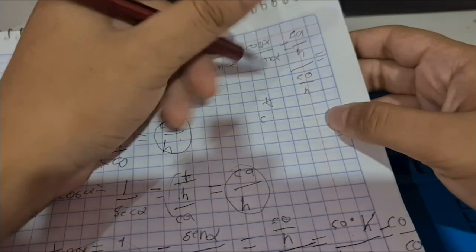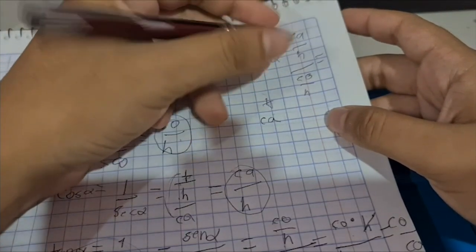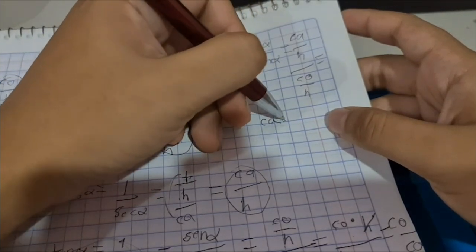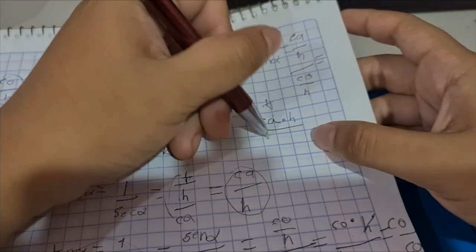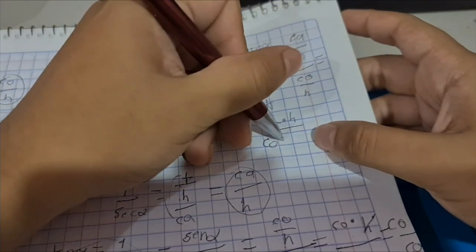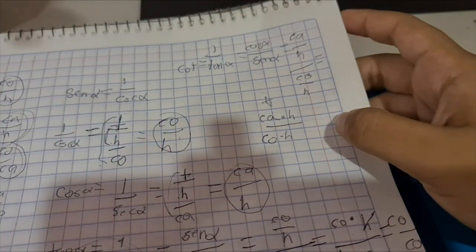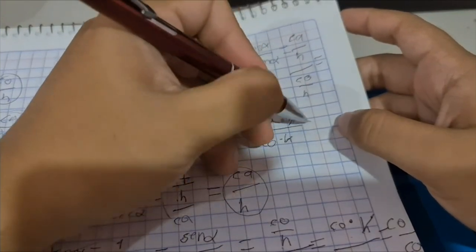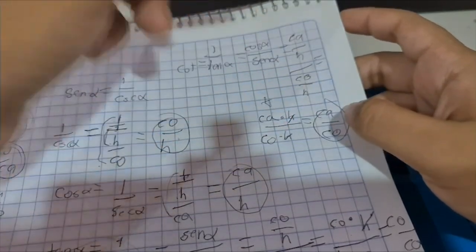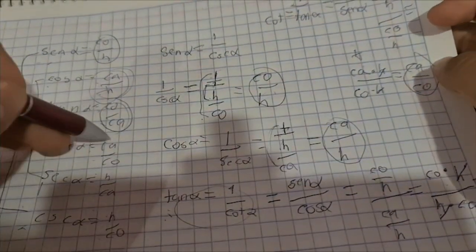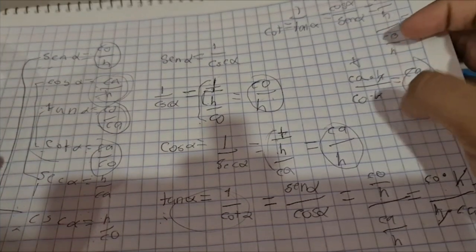That is going to be the adjacent leg times the hypotenuse and the opposite leg by the hypotenuse. So now we delete these ones, and we have that the result is the adjacent leg between the opposite leg, and we can check right here that it is the same, so we have already verified the cotangent.